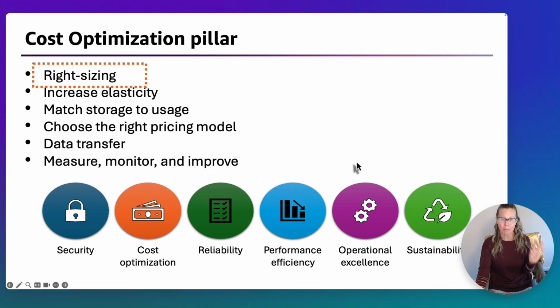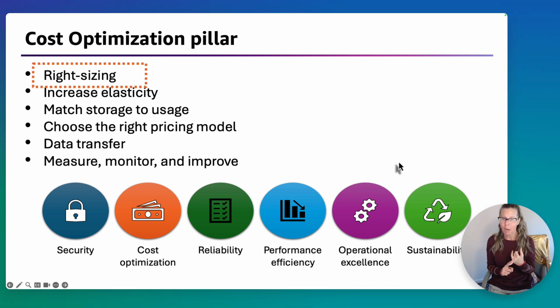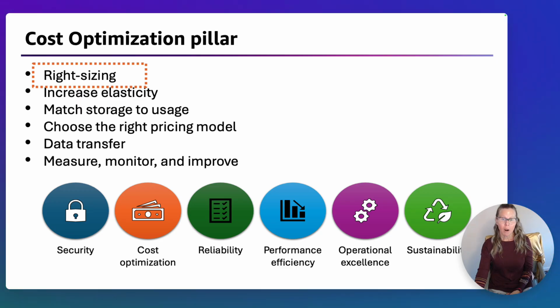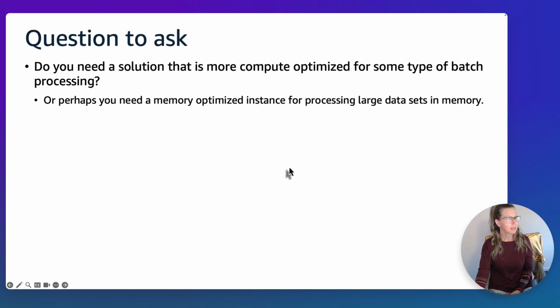So for the exam, ensure you understand how to choose the right instance family for your model, such as memory optimized, compute optimized, inference optimized, and more. Here are a few questions that you should ask. Do you need a solution that is more compute optimized for some type of batch processing? Or perhaps you need a memory optimized instance for processing large data sets in memory.